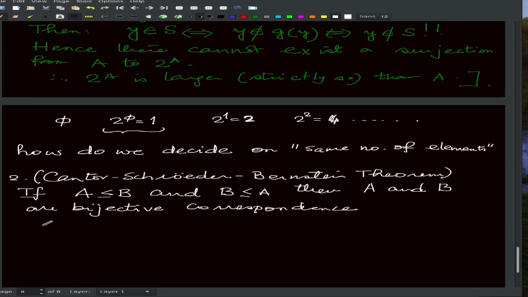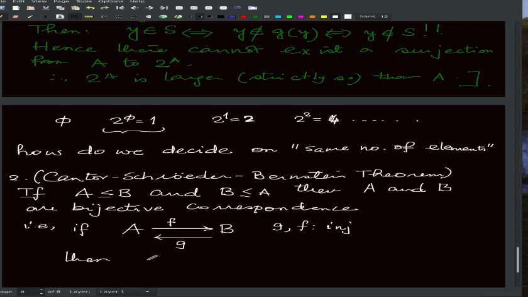So making it clearer: if you have two maps, A is smaller than B, so you have a map from A to B which is injective, and you have a map from B to A. So if you have injective maps both ways, then there exists a bijection.